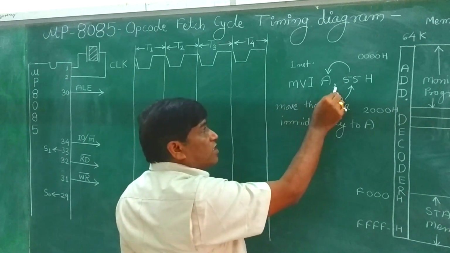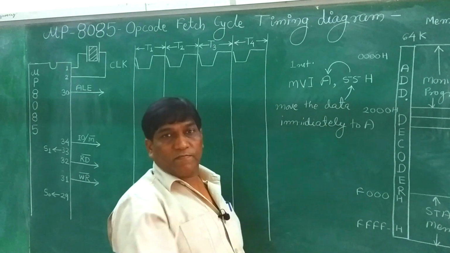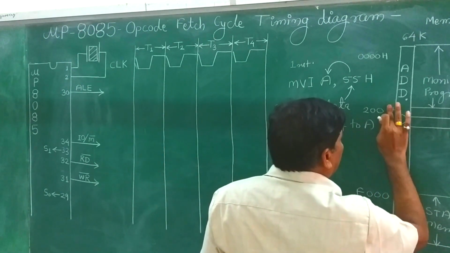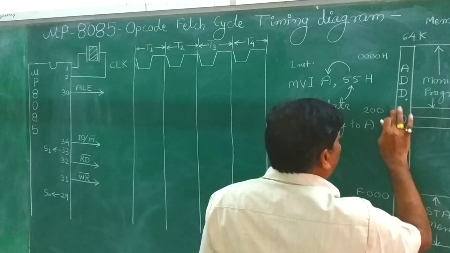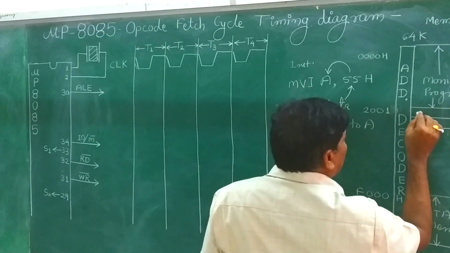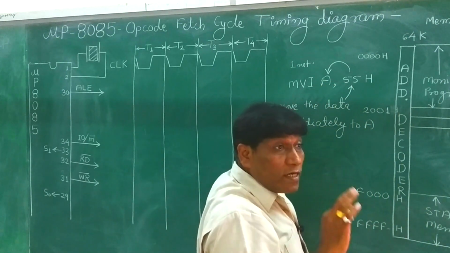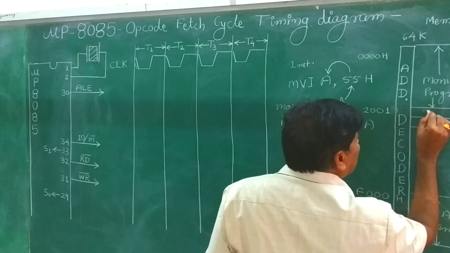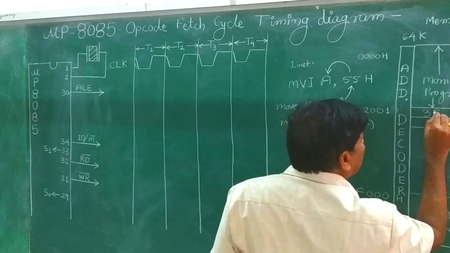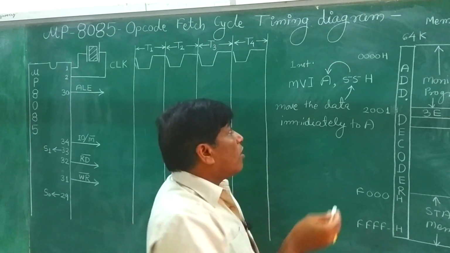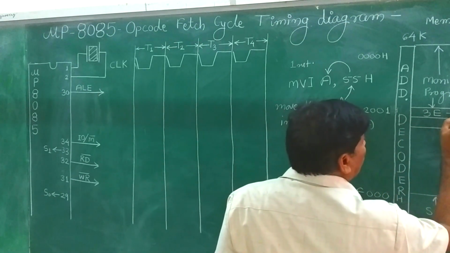Now, if this instruction is to be written in the memory, suppose we are writing this instruction at location number 2001. How will this instruction be written in the memory? This instruction will be written as 3E. What is 3E? 3E is the operation code. It is the opcode.